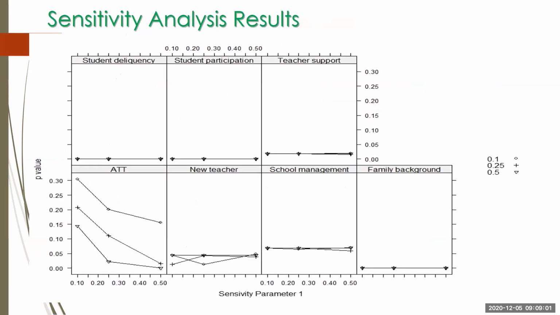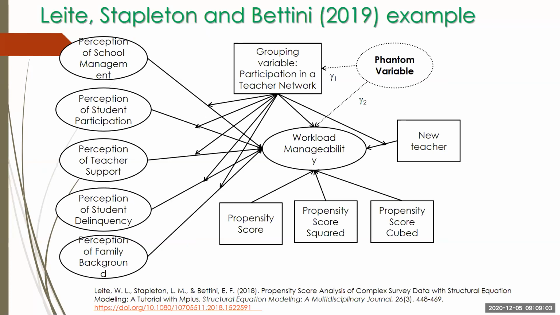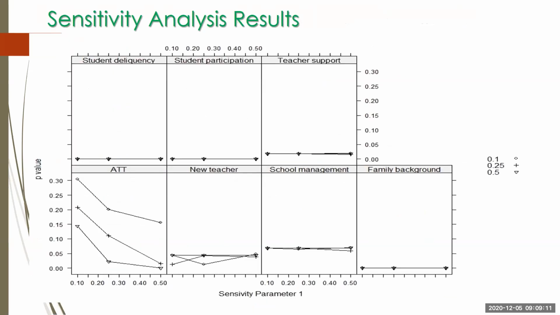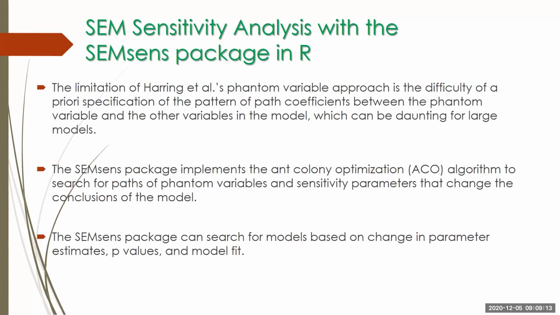Just for example, in the Leite et al. example, they only have 2 sensitivity parameters and 3 values of each of them, and they had to fit 9 models. For a complex model, there can be a very large number of models you'd have to fit, and this is very cumbersome. So what the SEMsens package does is implement a search algorithm called the ant colony optimization algorithm to search for paths of filter variables and the associated sensitivity parameters that change the conclusions of the model.